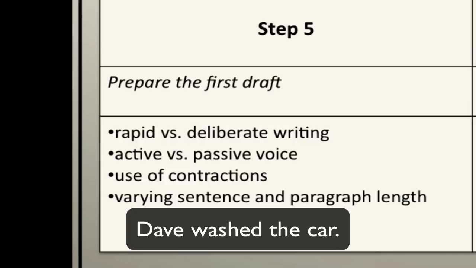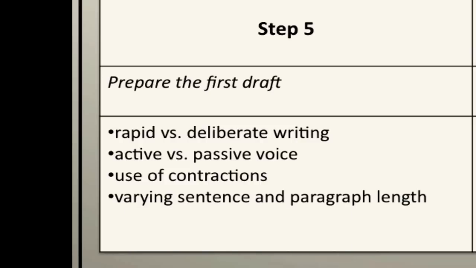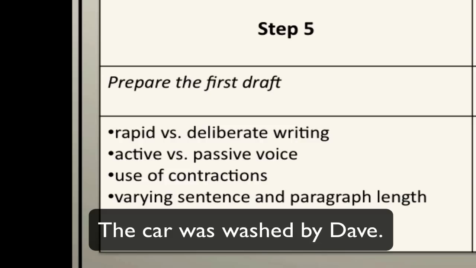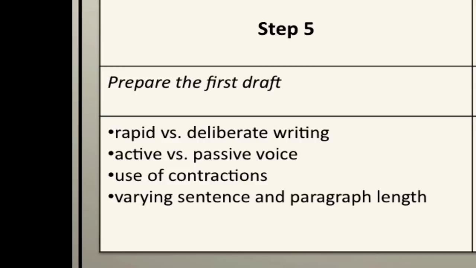If I were to convert this to a passive voice, I would say something along the lines of the car was washed by Dave. Now, in this new sentence, the actor is obviously the car. But the car isn't really doing anything. It's just sitting there. It's actually getting washed by someone else. And so that is an example of what a passive voice would be when you're crafting a sentence.